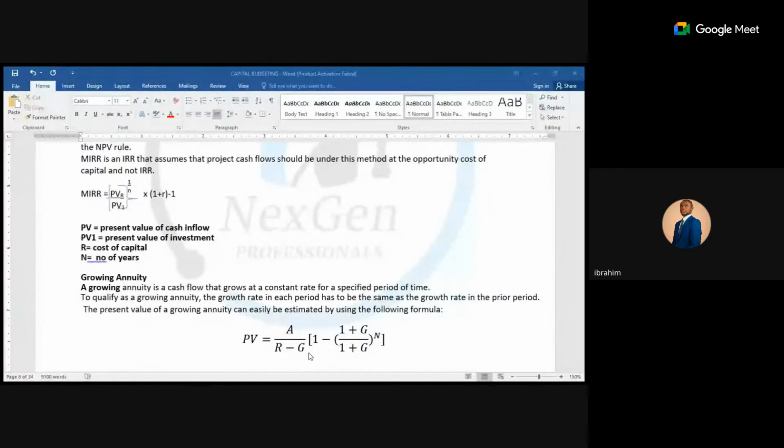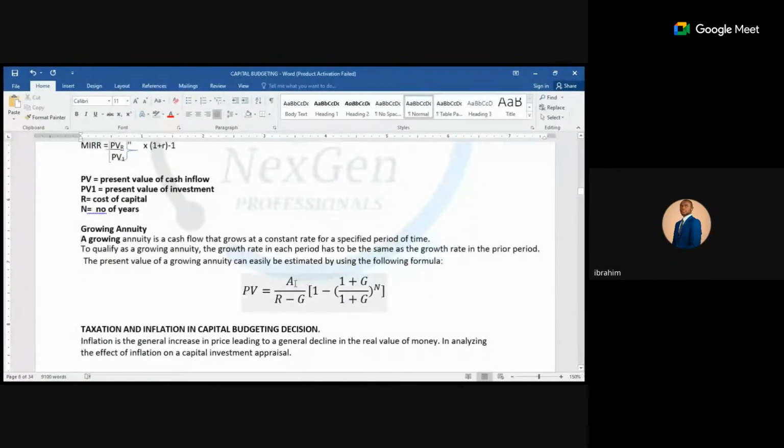All you need to do is bring out this formula and check: your sales minus your variable cost gives your contribution, minus your fixed cost gives your profit, you charge your tax, and you have your net of tax. If you want to determine the present value from year 1 to 10, you just use this formula instead of doing year 1, 2, 3 to 10. The A represents the cash flow, the R represents the cost of capital, the G represents the growth rate, and the N represents the number of years.